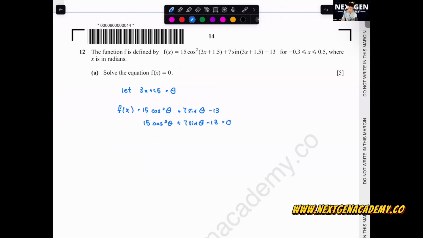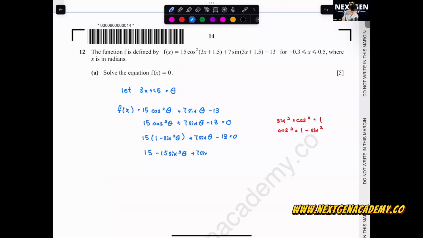Okay, so to solve this, we want to simplify the whole equation into one trigo. So we can use sine square plus cos square equals 1. Cos square equals 1 minus sine square. Okay, this is our trigo identity. So 15(1 minus sine square theta) plus 7 sine theta minus 13 equals 0. 15 minus 15 sine square theta plus 7 sine theta minus 13 equals 0.